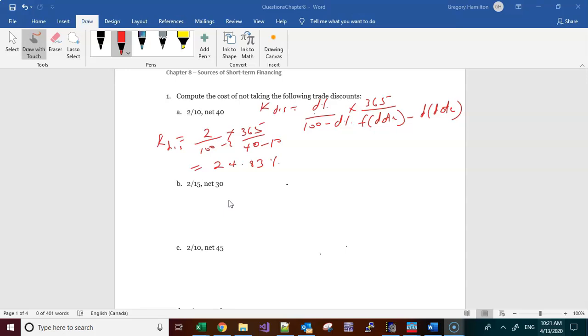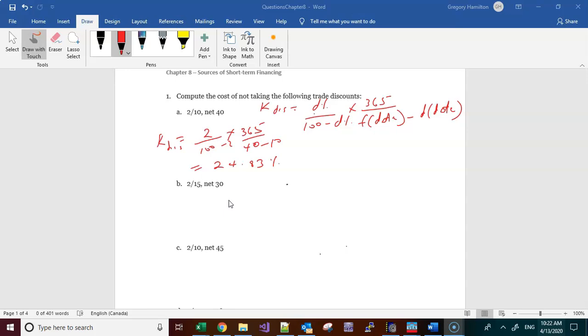And in the case of A, it is 30 days. So here we set the problem out: 2 divided by 100 minus 2, multiplied by 365, divided by 40 minus 10. You should get an answer of 24.83%. So that is the cost of effectively borrowing a loan for 30 days. That is the cost of effectively paying the bill on the 40th day rather than taking the discount and paying in 10 days.